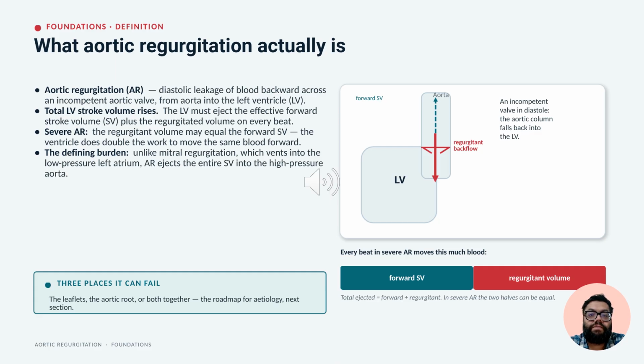Here is the contrast that makes AR mechanically nastier than mitral regurgitation. A leaking mitral valve empties into the low pressure left atrium, but the regurgitant aortic valve still has to eject the whole load into a high pressure aorta. Same word, regurgitation, very different afterload. Hold on to the idea that the fault lives in one of three places: leaflets, root, or both, because that is exactly how we will organize the causes in a moment.